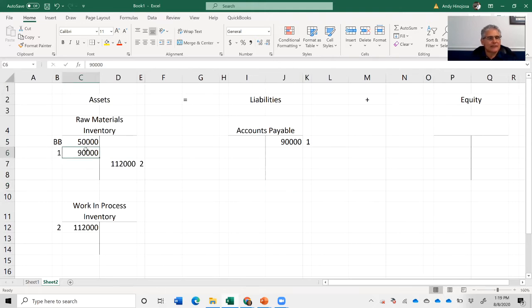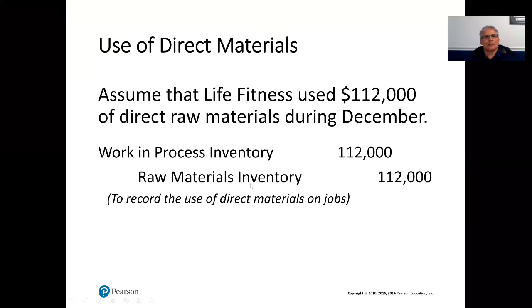We added 90, so that means we really have $140,000. Now we're taking 112. Now that makes a little bit more sense. And we took $112,000 out of raw materials inventory and we put it into work in process inventory. Now, again, these are all assets. In fact, these are really going to be subsets of one large account called inventory. But we have details of this going on so that we're tracking everything that's flowing through inventory.